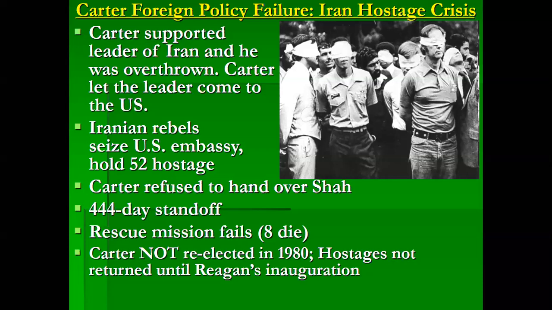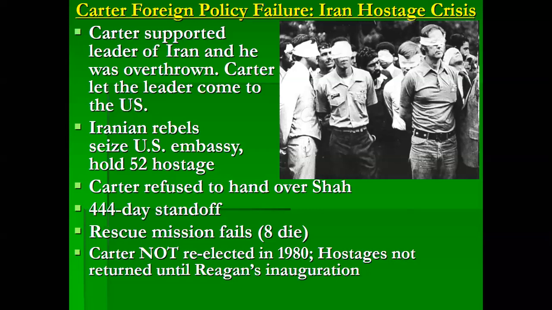But Carter refused to hand over the Shah, and then something really bad happened. The Shah died. So now they have no one to hand over. And so this Iranian hostage crisis goes on for 444 days, over a year.